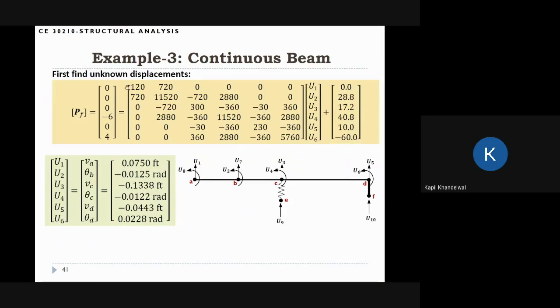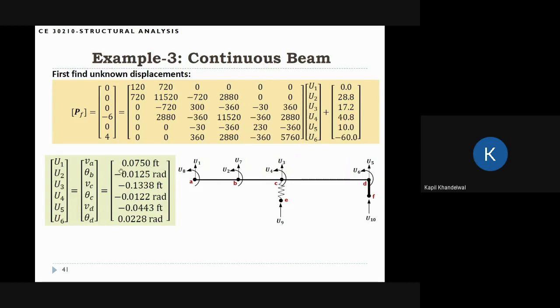So if we solve this system, we can find U1 to U6. U1 is the vertical displacement at A. U2 is the rotation at B. U3 is the vertical displacement at C. U4 is the rotation at C, U5 is the vertical displacement at D, and U6 is the rotation at D. When I get the answers, I put the units back.